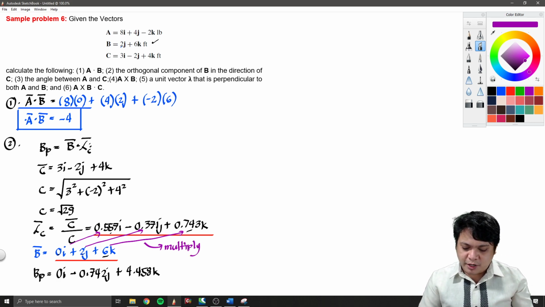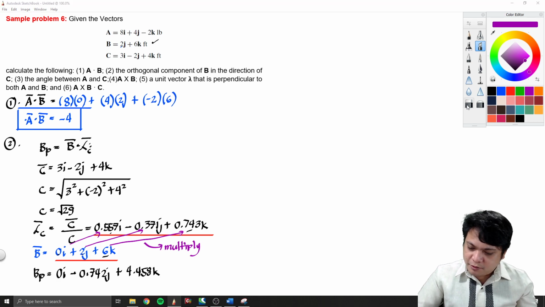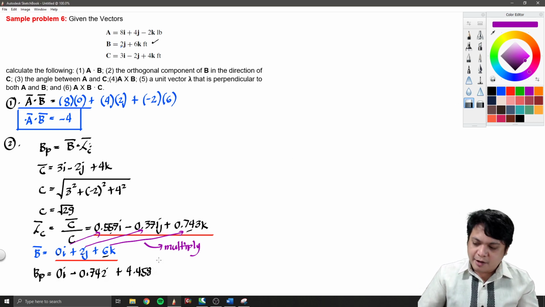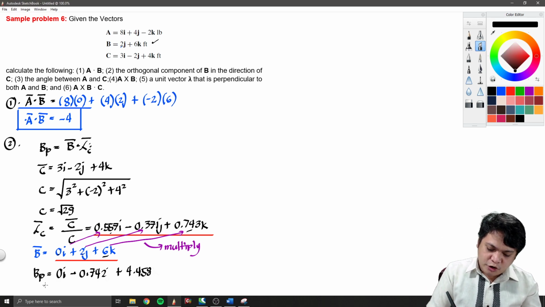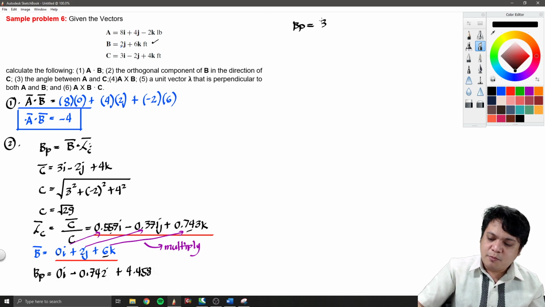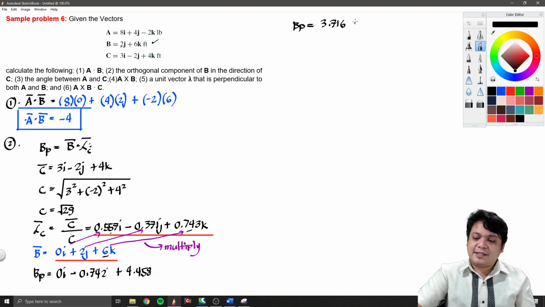Okay, ups. Sorry, wala tong direction kasi nga, this is a scalar. Yan, wala yung direction ha. So, you will now have the BP. Okay, so scalar yan. So, 0 minus 0.742 plus 4.458. So, you will be having here as 3.716. Okay. So, iyan na yung pinaka-scalar quantity.